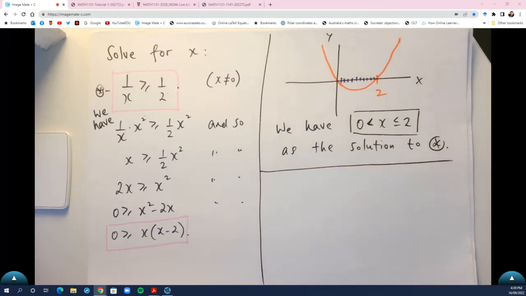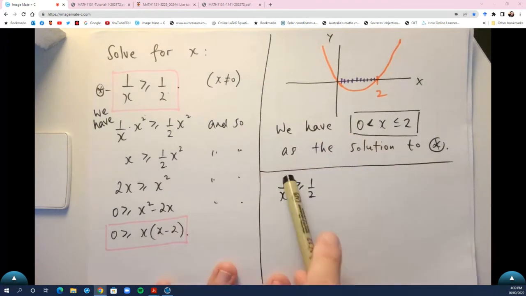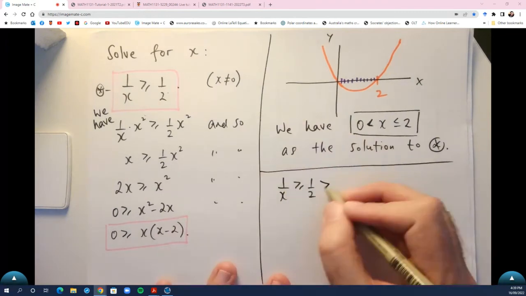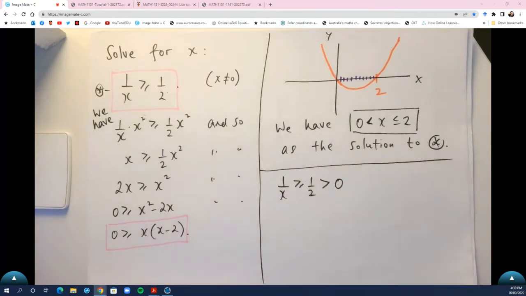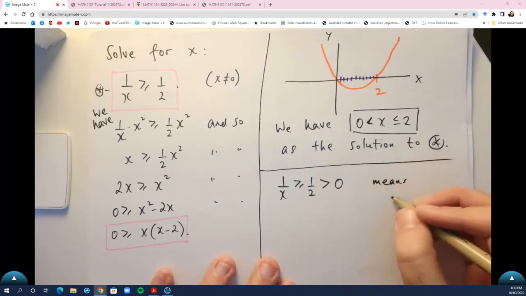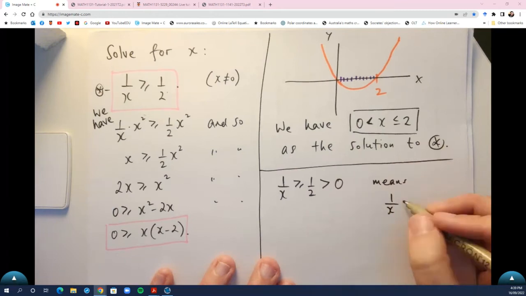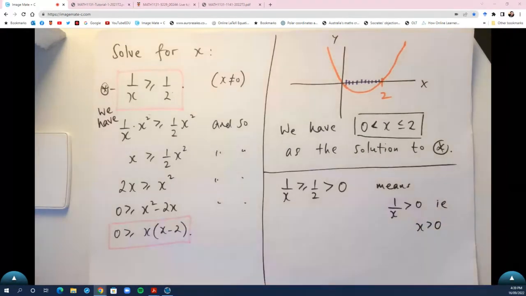Okay. And Azad talked about cross multiplication in the chat. So what you can actually do is start here and go, right, 1 on x is greater than or equal to a half. So, and 1/2 is greater than or equal to 0. So what does that mean? It means that one on x is greater than 0, i.e. x is greater than 0, right?